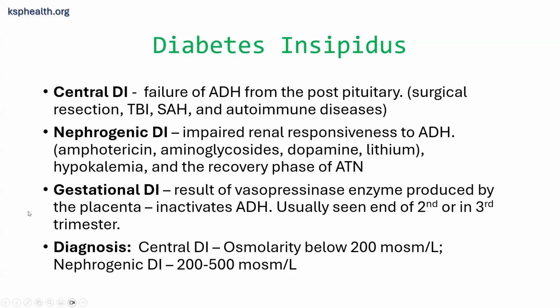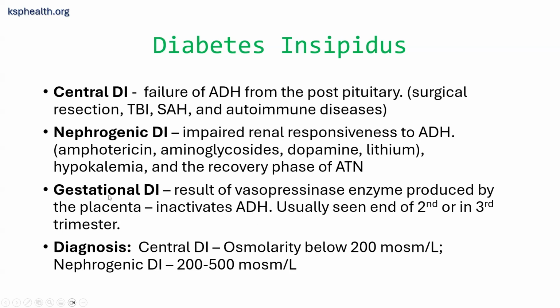And another category is called gestational DI, gestational diabetes insipidus. It's a result of vasopressinase enzyme produced by the placenta. It inactivates ADH, usually seen at the end of second and in third trimester. So when the patient has hyponatremia or excessive urinary loss, one should think about gestational DI, not gestational diabetes mellitus alone. So one should check the urine specific gravity and serum sodium.